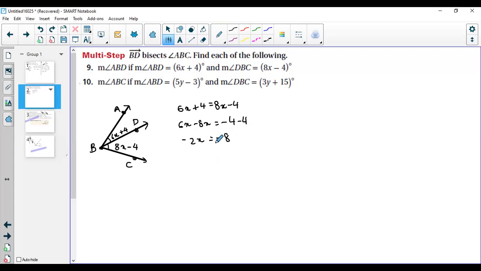That's going to give me a negative 8. So this 2 will get cancelled. x is going to be 8 divided by 2, which is going to give you 4. So x is equal to 4. Now that we have the value for x, we can find the value of each of these angles.